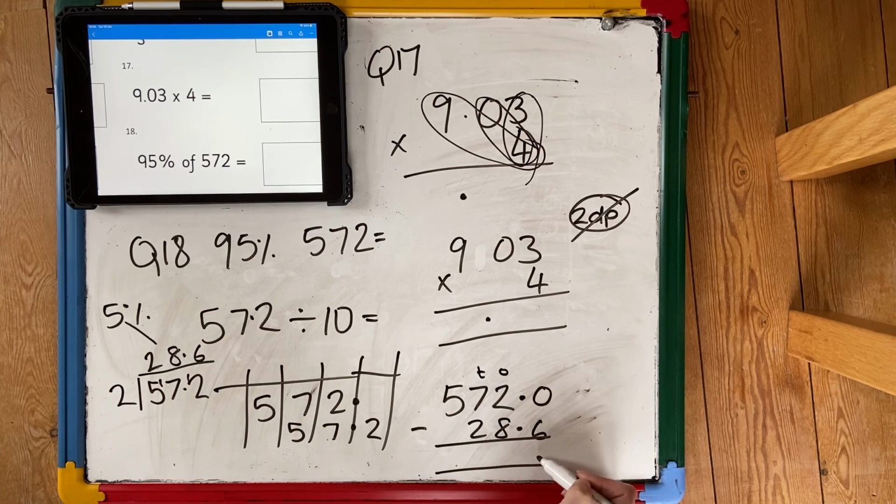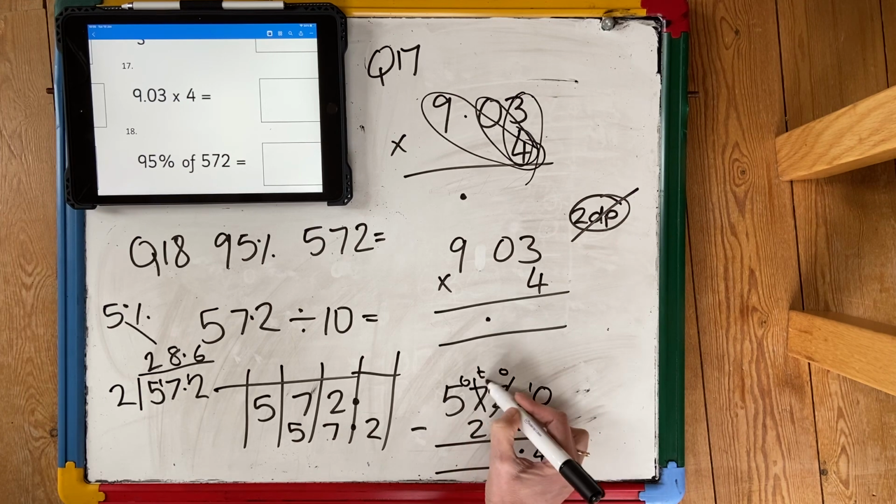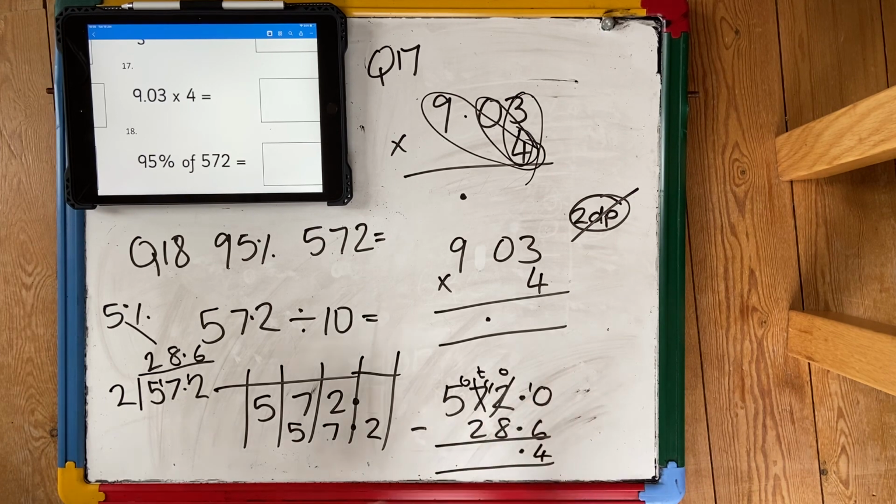0 subtract 6, you can't do, so exchange. 10 subtract 6 is 4. Don't forget your decimal point. 1 subtract 8 you can't do, so you need to exchange. 11 subtract 8, and so on.